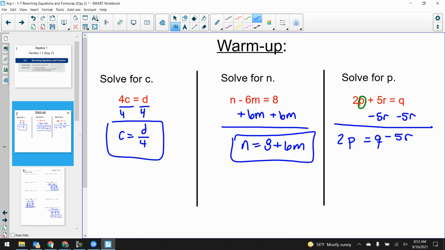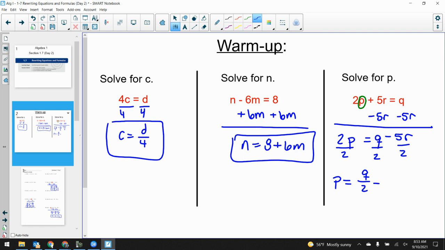So it's q minus 5r, right? Now, here's what I have to do: divide by 2. I have to wait until now to divide by 2. And everybody gets divided by 2. In this case, this is another case where it does not reduce. The q over 2 just has to be q over 2.